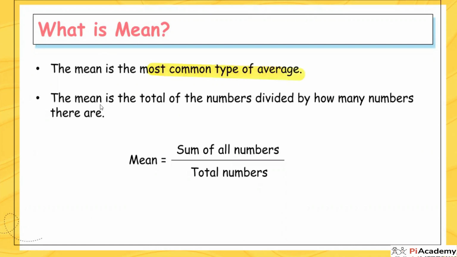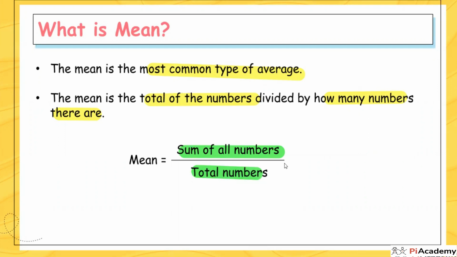Okay. And how can we find it out? So mean is the total of the numbers divided by how many numbers there are. So you can see the formula here as well. Sum of all the numbers divided by the total number. Okay. So it is a ratio of the sum of all numbers over the total numbers. Fine. So if you know this, you are able to find the mean for any type of question.